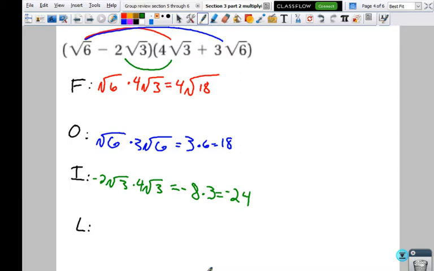Okay, so for my insides, when I did the -2 times 4, I got -8. Square root 3 times square root 3 is just 3. So we put them together, we get -24.